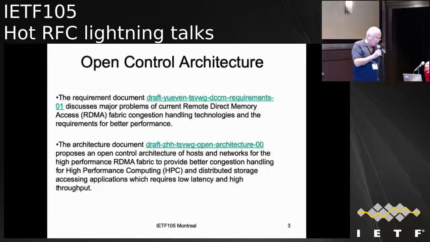So we have two documents on the open congestion control architecture, the requirement document and the architecture document. The requirement document discusses the problems of the current remote direct memory access fabric congestion handling technology and the requirements for better performance, and the architecture proposes an open control architecture of host and network for the high-performance RDMA fabric to provide better congestion handling for HPC and distributed storage applications.